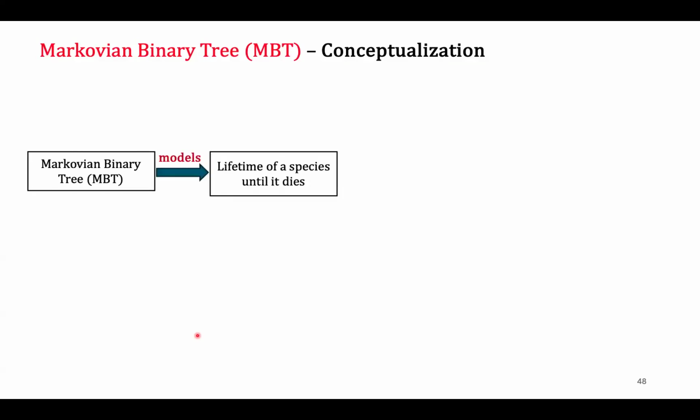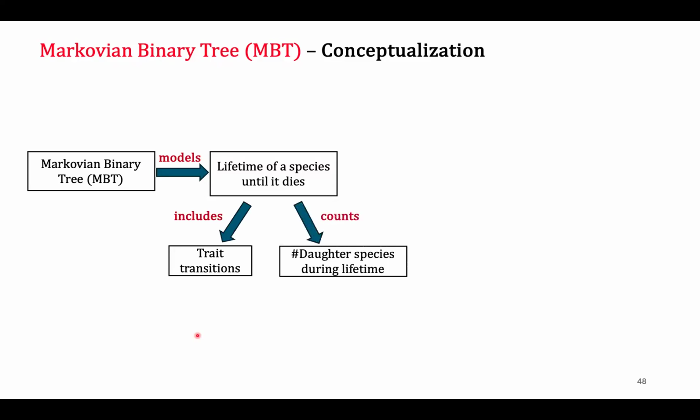All right, so let's start with the conceptualization. This is what we call a Markovian binary tree. As a diagram, it basically models the lifetime of a species until it dies. During the lifetime of the species, you have events where the species can transition between different character states, like this red and yellow color. But at the same time, you also count the number of daughter species that arose from that ancestral species during its lifetime.